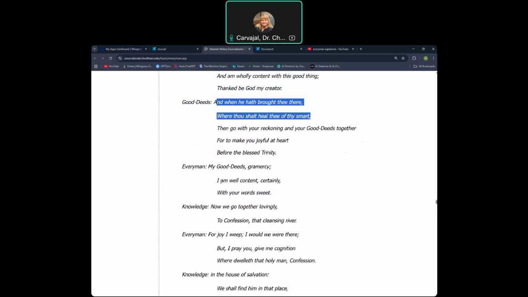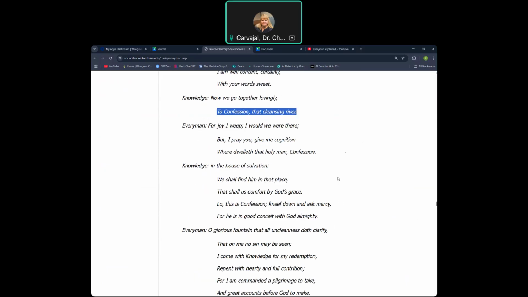And so what knowledge does is she takes him to confession. He has to confess his sins. Now that's one of the 7 rites that were part of the Catholic Church doctrine. You had to go confess what you've done and be cleansed of your sins. That has to happen. In fact, extreme unction, or the last rites, is performed for Catholic people even today. And that's right at their deathbed, where they give their last confession.